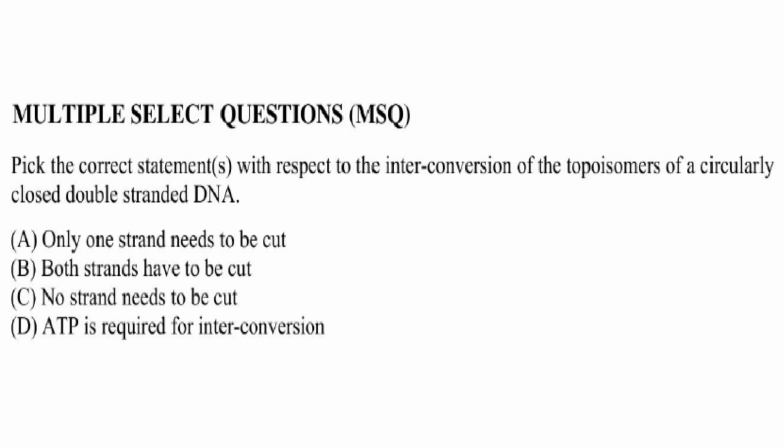So first one, only one strand needs to be cut. That is correct. Both strands have to be cut. That is also correct. No strands need to be cut. That is incorrect. ATP is required for interconversion. That is also correct. So A, B, D are correct.